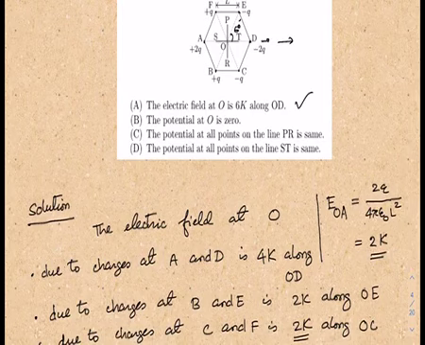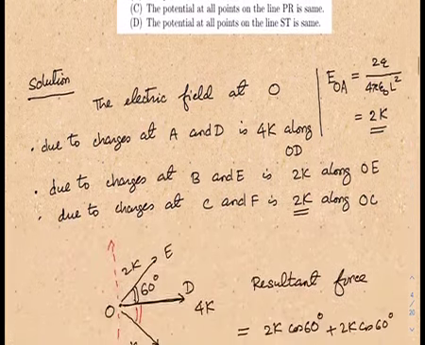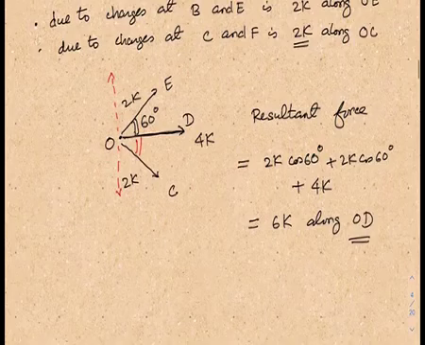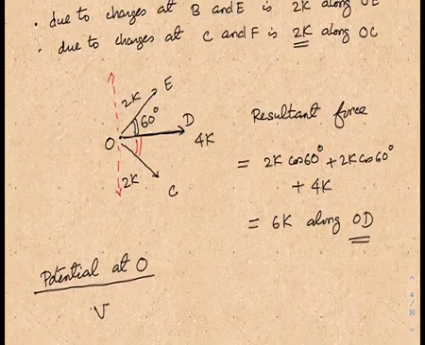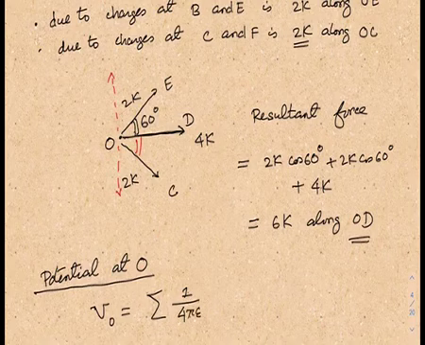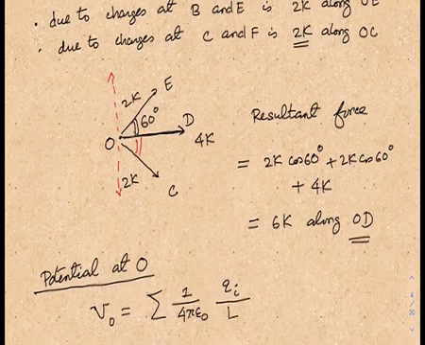Now what about the potential at O? Yeah, potential at O is 0 obviously, but let me show it in a little bit more detail. If I work it out, potential at point O would be the sum of, you just have to find 1 by 4 pi epsilon 0, all the charges. This is the formula, and all of them are equally distant, so I can take this term out.